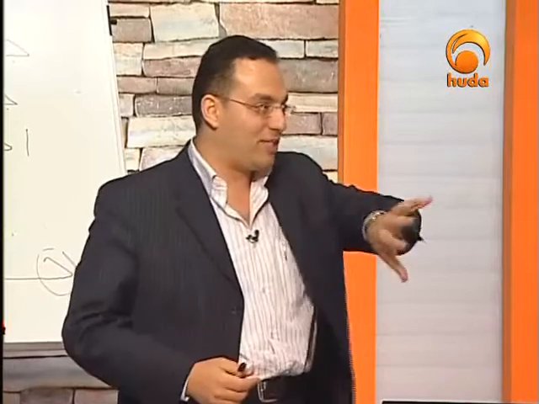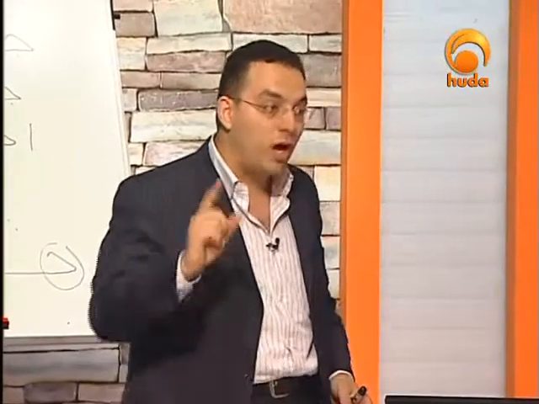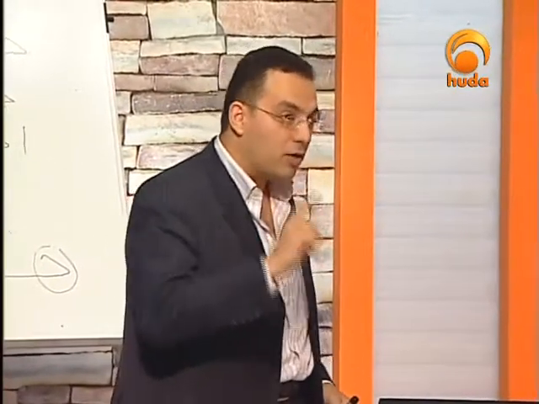Yeah. We have ba, ta, tha. One classification is jim, ha, kha. And then we're going to have dal, dhal. Also, we're going to have ra and zay. And then we have also ta and dha. And we have sad and dad, sin, shin.